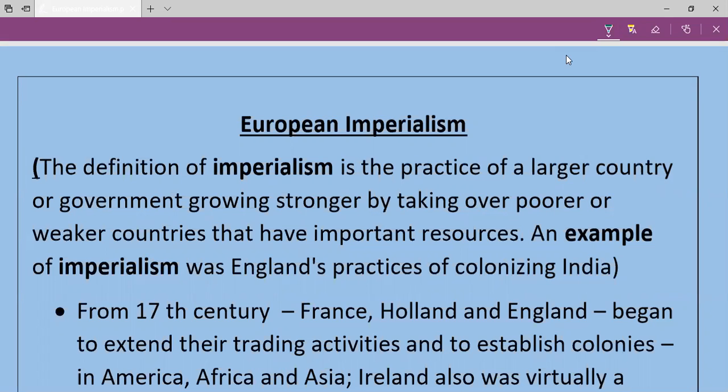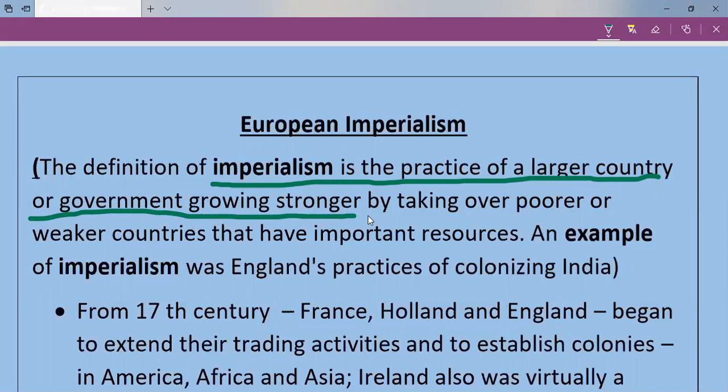So let us learn the portion European imperialism. Let us see what is the word meaning of imperialism, how you would define imperialism. Imperialism is the practice of a larger country or government growing stronger by taking over poorer or weaker countries that have important resources.